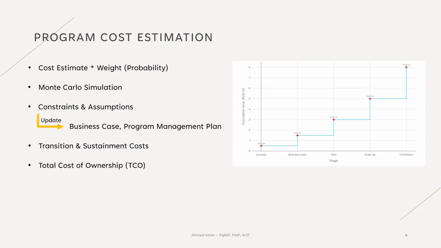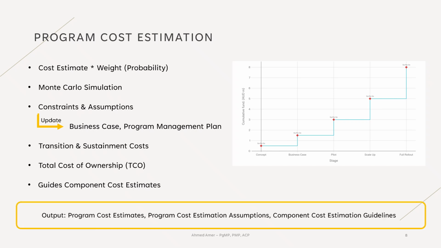Finally, program cost estimation doesn't just help at the program level. It also guides cost estimation for the individual components. If the program has any specific cost estimation guidance that component teams are expected to follow, it should be clearly documented and shared with all component managers. This ensures everyone is estimating costs in a consistent way and working from the same assumptions. The outcomes of this activity include program cost estimates, program cost estimation assumptions, and component cost estimation guidelines.